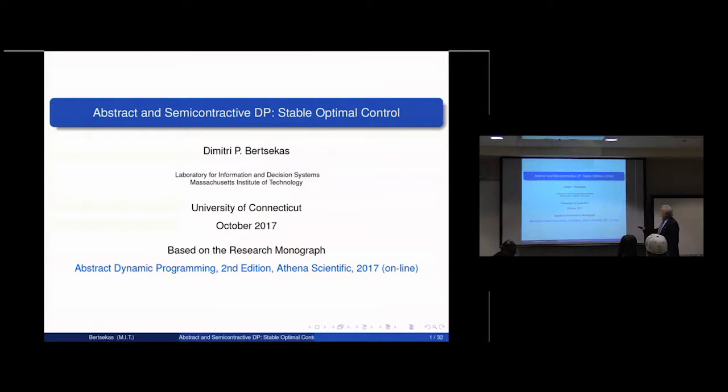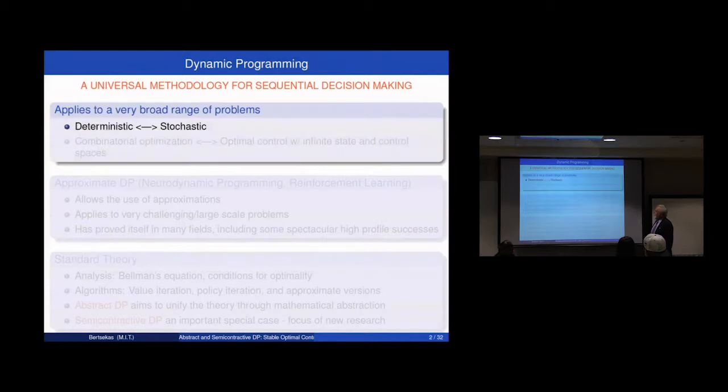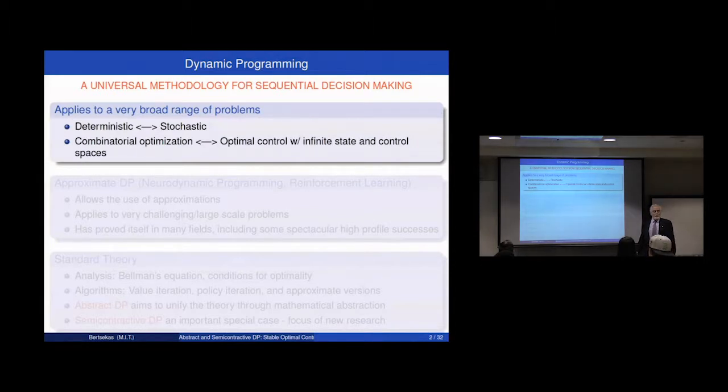However, I'm going to introduce the subject in terms of an application that most of you are familiar with, which is deterministic optimal control and issues that relate optimality and stability. Okay, dynamic programming is a universal methodology for sequential decision making. It applies to a very broad range of problems, spanning the field from deterministic to stochastic, and also from combinatorial problems with finite state space to optimal control problems with infinite state and control spaces.